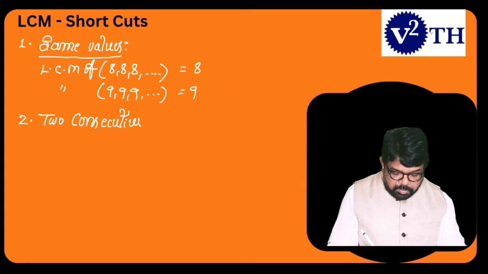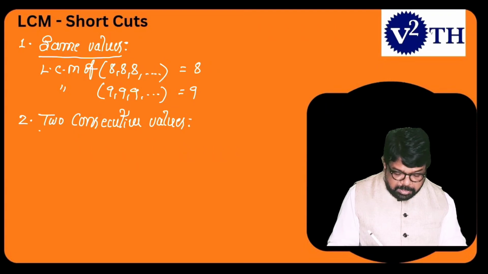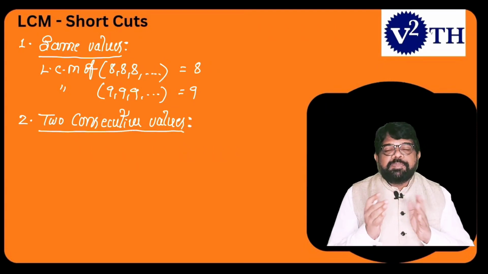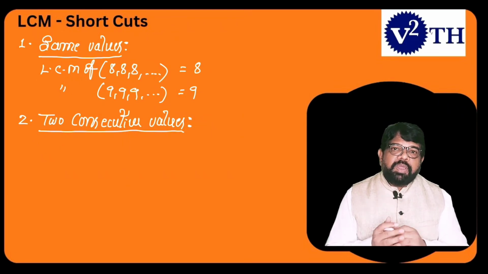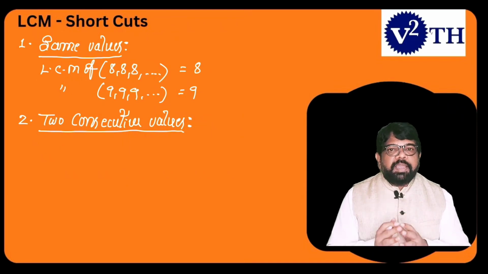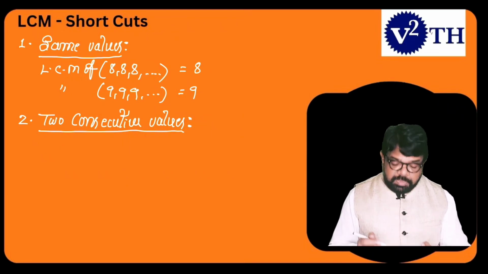For two consecutive values, how can you calculate the LCM? Consecutive values means adjacent values: 2, 3; 3, 4; 4, 5; 5, 6; 6, 7. For any two consecutive values, their product gives the LCM.